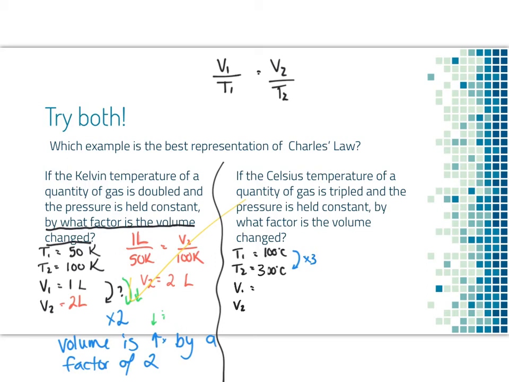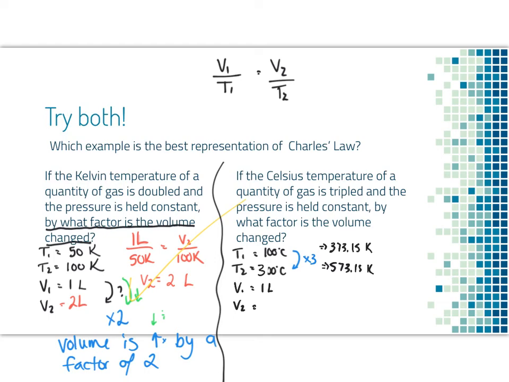V1 to V2 is what we're going to look at. So I'm going to use 1 liter because 1 is a really nice number to see what's happened. Now, we need to convert these to Kelvin. So 100 plus 273.15 is 373.15 Kelvin. And 300 plus 273.15 is 573.15 Kelvin.